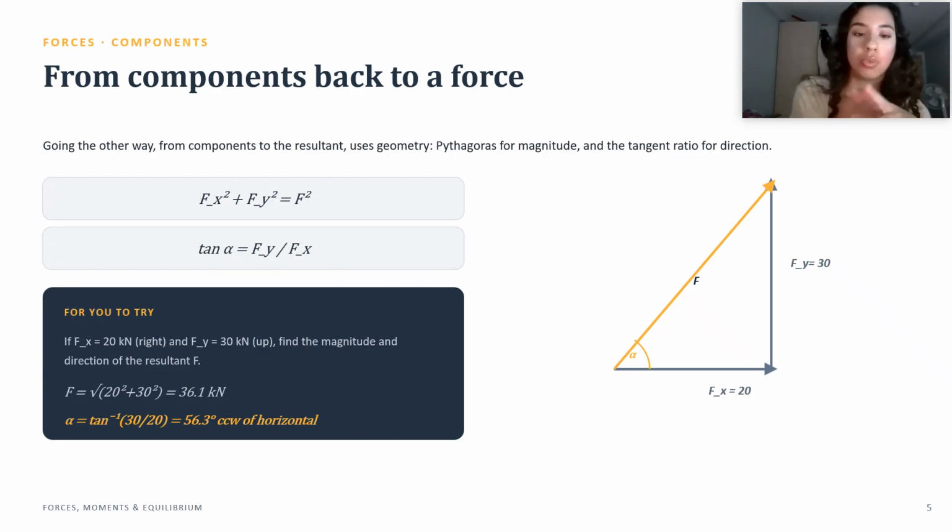And then the angle alpha, we will find it using trigonometry again. So we will do tan alpha, which equals Fy over Fx. If you want to isolate alpha, you get it only as alpha equals arctan of Fy over Fx.